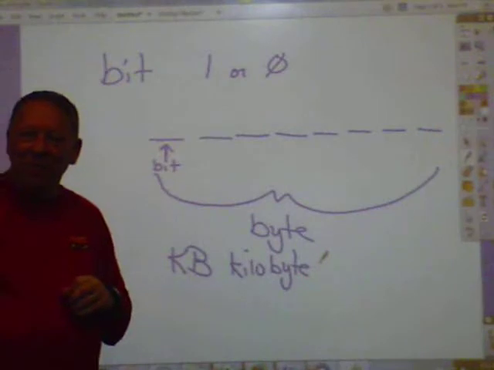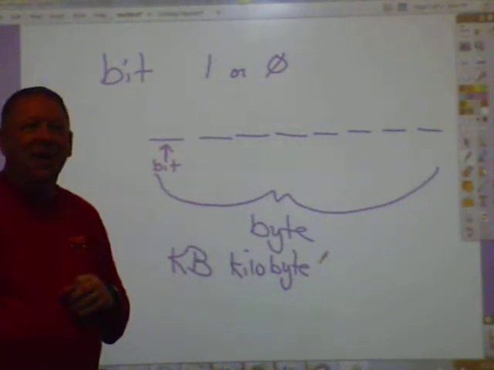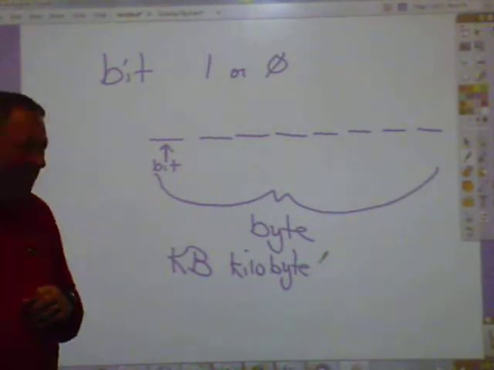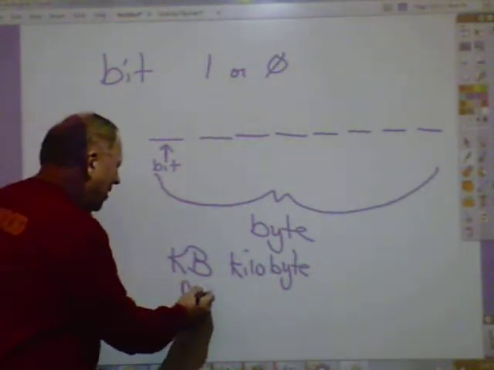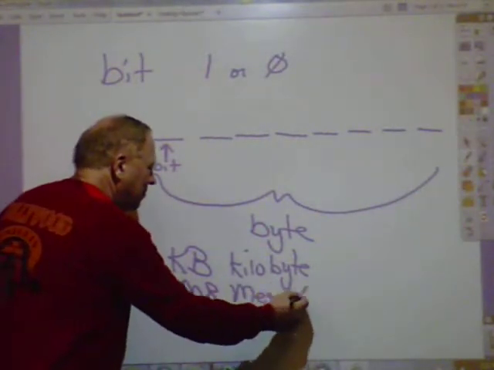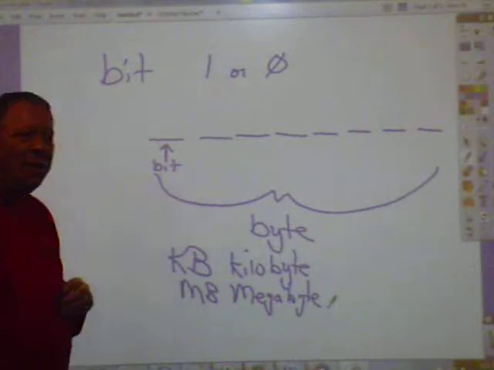The first computer we got at Kemper, its memory was 4 kilobytes. So it held 4,000 characters of information. We thought we had something. Okay? Then they went to megabytes. We can say that's 1,000,000.